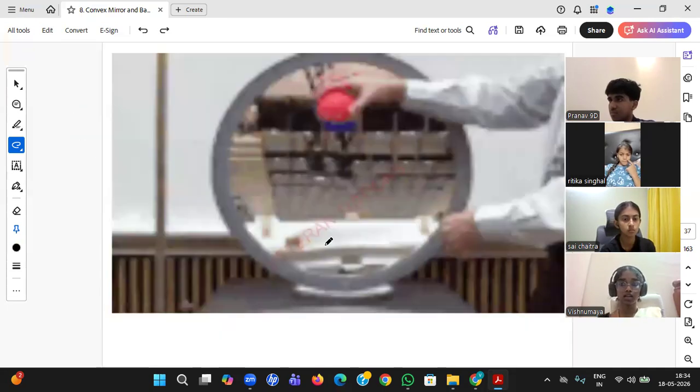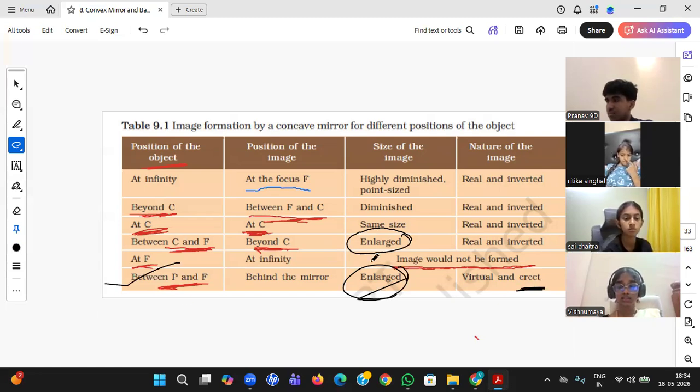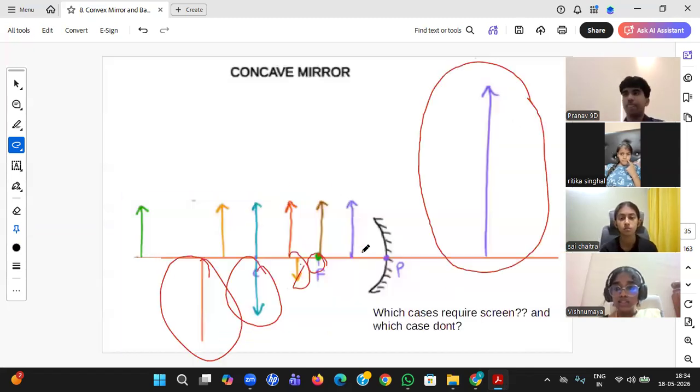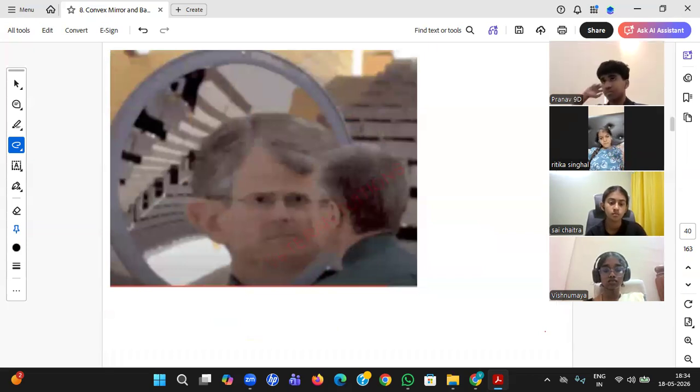So student, now you need to filter that. Sir, it is enlarged, and not only enlarged, it is erect also. Obviously, it's case number 6. Understood, student? This is how you need to filter out all the numericals also. You should compare the image characteristics with the object. Then, if it is still confusing, you should again compare with the next properties. Okay? Next property. Anybody, any doubt?